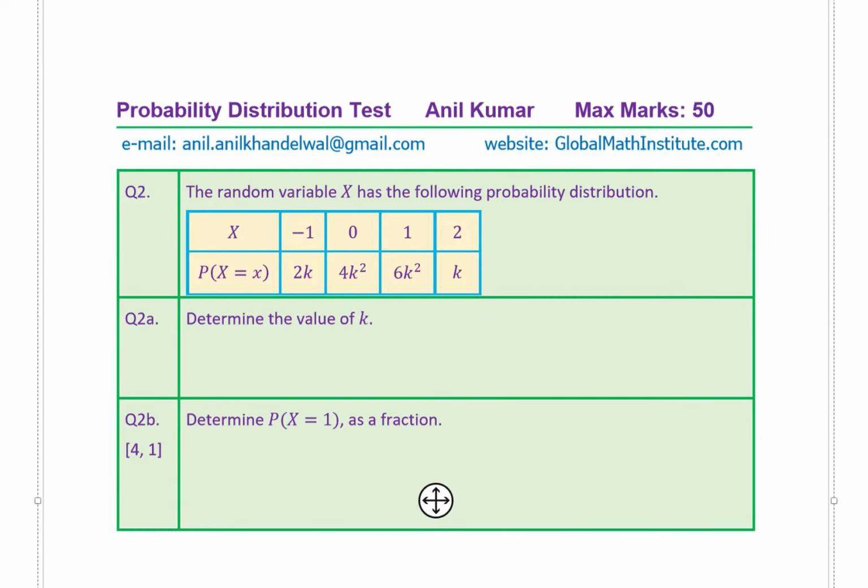Question number 2. The random variable x has the following probability distribution. X equals -1 with probability 2k, 0 with 4k squared, 1 with 6k squared, and 2k. Part A: determine the value of k, and part B: determine the probability x equals 1 as a fraction.